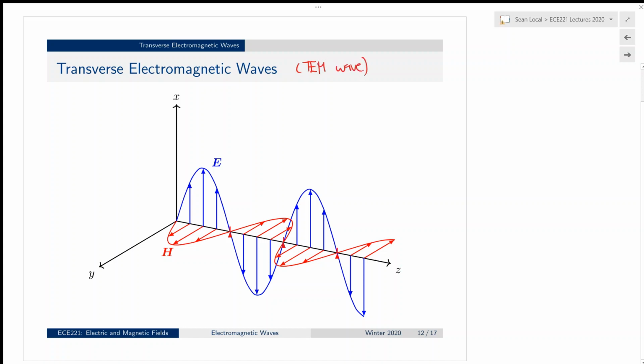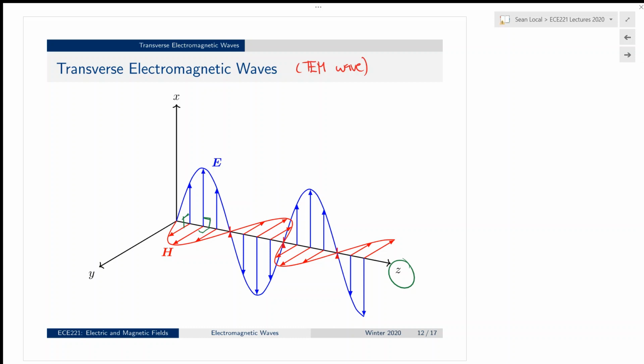And it has this property that the electric field is perpendicular to the magnetic field, and the electric field is also perpendicular to the direction of propagation. So here the direction of propagation is the plus z direction, and we notice that the electric field is indeed perpendicular to both E and H. Simultaneously, H is also perpendicular to the direction of propagation.